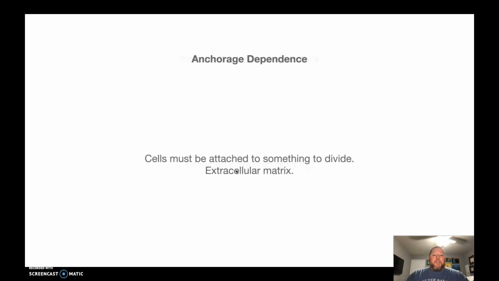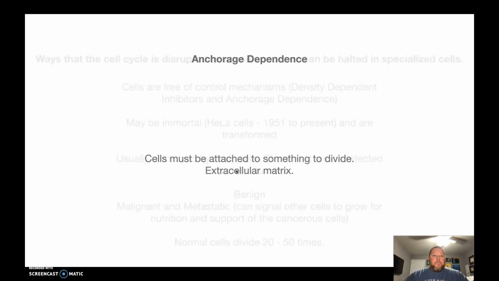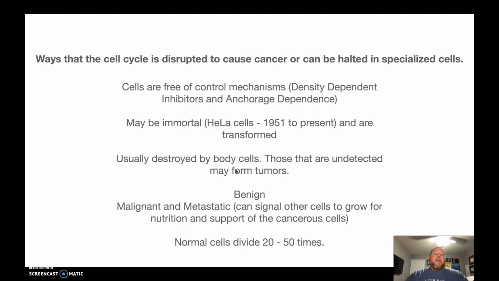And then we have anchorage-dependent, and this is going to be where the cells have to be attached to something like the extracellular matrix in order to divide. Now, when we're talking about cancer cells, ways that cell cycle is going to be disrupted in these types of cells is basically that these cells are going to be free of control mechanisms like the density-dependent inhibitors and the anchorage dependence. Okay, these cells may be immortal.